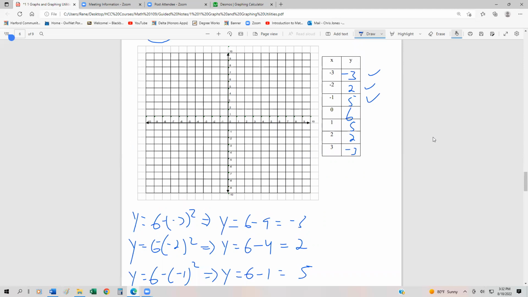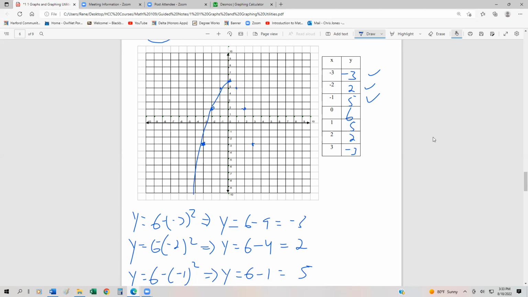We can plot. So we have (-3, -3), which is going to be here, right? And then we have (-2, 2), which is here. And then we have (-1, 5). And then we have (0, 6). And then we have (1, 5). And then we have (2, 2). And then we have (3, -3). And so unlike the previous one where it looked like a V shape, this looks like it has a little bit of curve to it.